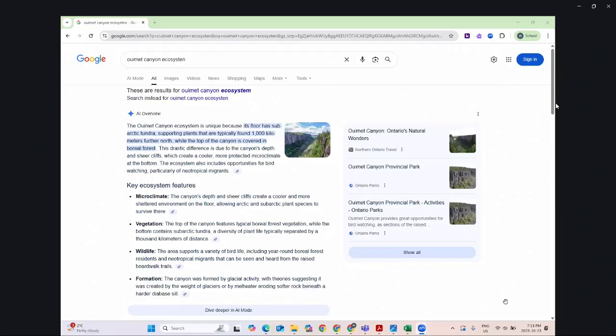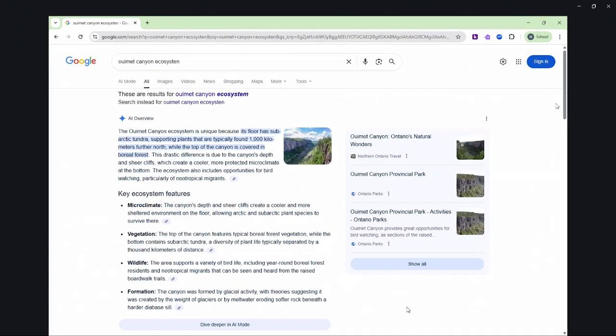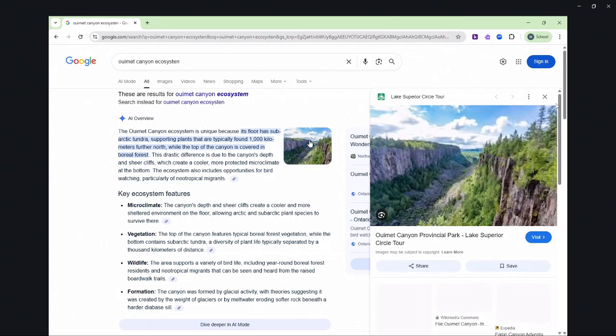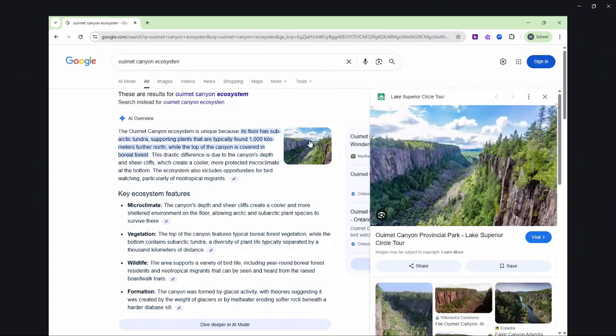Okay. So we see here the Weemup Canyon ecosystem is unique because its floor has subarctic tundra, supporting plants that are typically found 1,000 kilometers further north, while the top of the canyon is boreal forest. So when you get to the canyon, it's really great. This nice photo there of the canyon. You can really see that it's quite high, and there's a lookout if you go there. It's a provincial park, so you can just drive there.